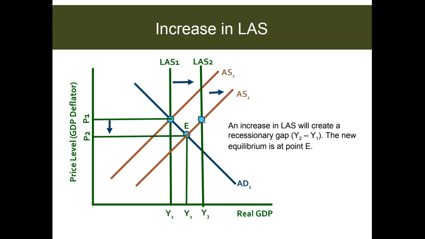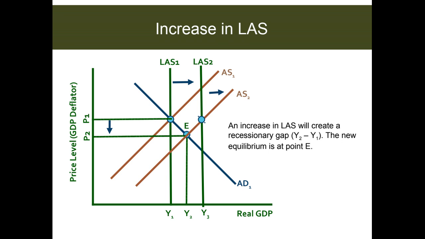So Y2 is the equilibrium output. But notice Y3 is the full employment level of real GDP. How do I know? Because at Y3, I have the new long run aggregate supply curve, the LAS2 curve. So full employment is Y3 after this shift, but real GDP is only Y2. This creates a recessionary gap. How do I know it's a recessionary gap? Because your actual output is Y2, whereas your full employment output is Y3. So you are producing less than full employment. So this gap is called the recessionary gap.